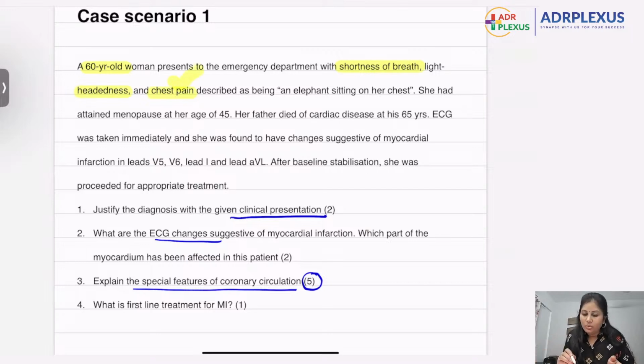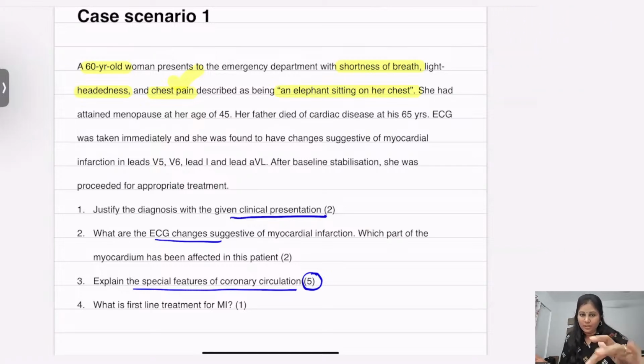Okay, now how is this chest pain being described? It is like an elephant sitting on her chest. Okay, so that means some severe pressure is acting on the chest. That is the clinching point of diagnosis.